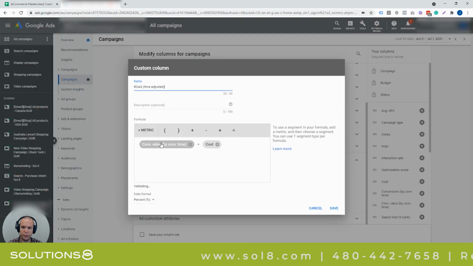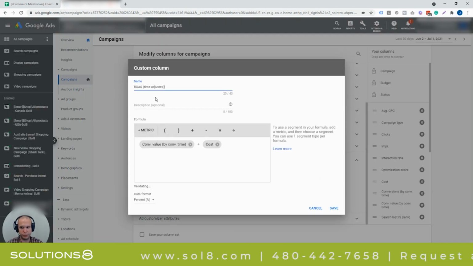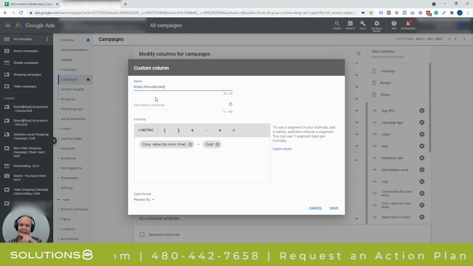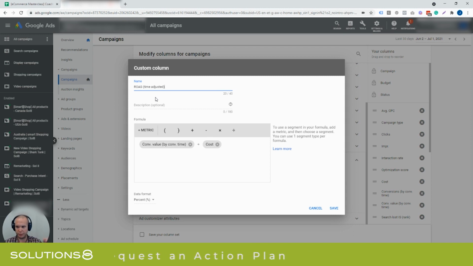The next thing I look at is return on ad spend time adjusted. Again, I'll share with you why it's important. Target return on ad spend goals are going to be looking at the click return on ad spend conversion, not the conversion date conversion return on ad spend. I'll share with you what I mean by that. But this is the conversion value by conversion time divided by the cost. So this is what my return on ad spend is: how much money did I make, and how much money did I have to spend to make that?